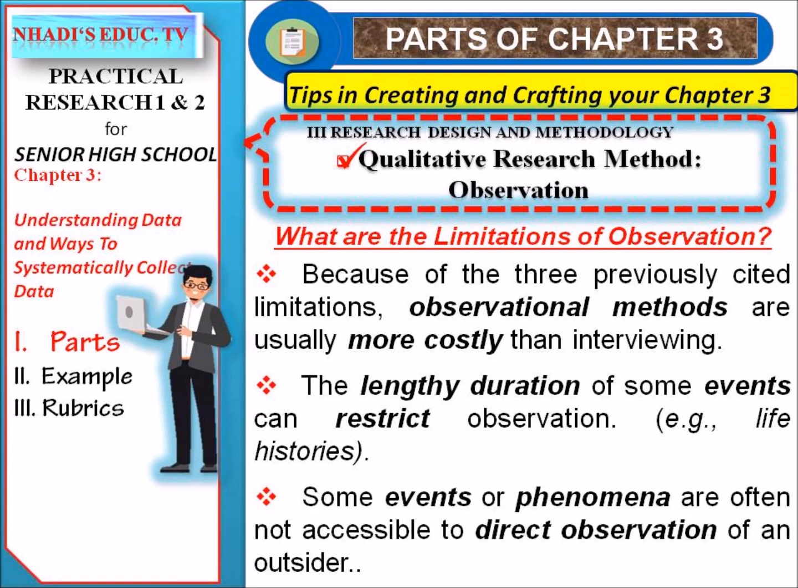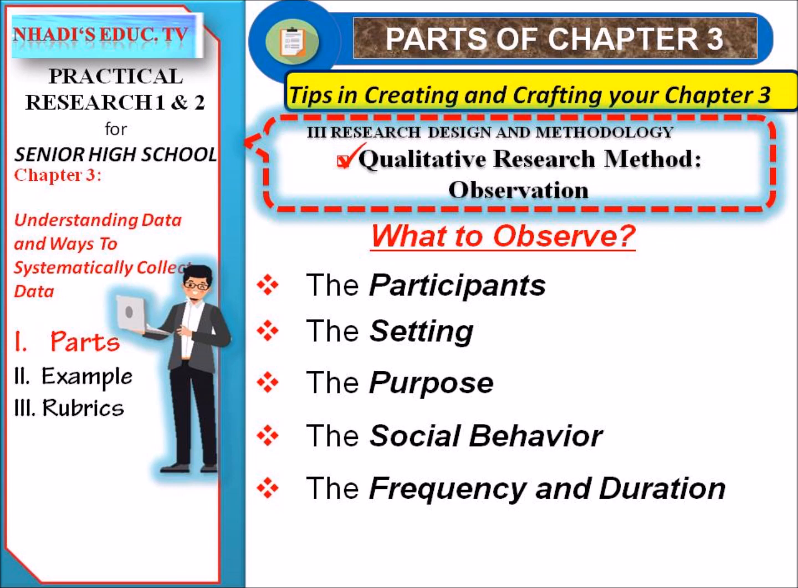Some events or phenomena are often not accessible to direct observation of an outsider. For example, a researcher studying sexual behavior or family planning practices cannot use observation to gather data. Here is the checklist of what to observe: the participants, the setting, the purpose, the social behavior, and the frequency and duration. So on the participants, who are the participants?